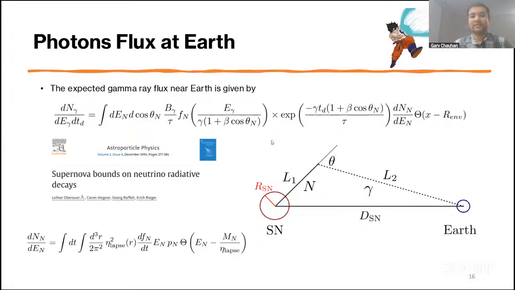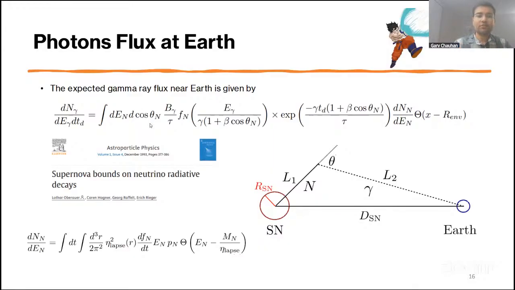Fn captures, depending on what angle it is decaying at, what is the energy of the photon that reaches the detector. So it is how the decay actually takes place, and it is given in the rest frame of the sterile neutrino. I'll discuss a bit more about this in the next slide. This B gamma is just the branching ratio to the photons. Depending on the mass of the sterile, it could be different as I showed you earlier. Last ingredient is the theta function, which just ensures that the decays that we count are only the ones that happen outside the envelope of the star and nothing else.